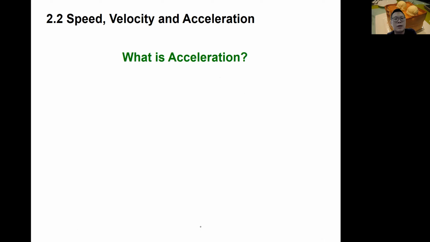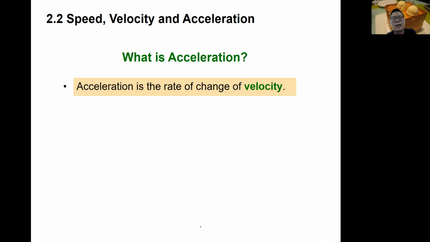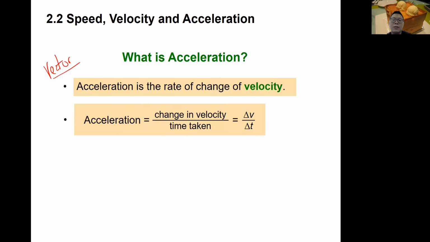The other quantity that we have is what we call acceleration. Acceleration is definitely a vector. It talks about how fast my velocity changes. In this case, it's not how fast I go, it's how fast my speed changes. I am more interested in how fast my speed changes in each unit of second.